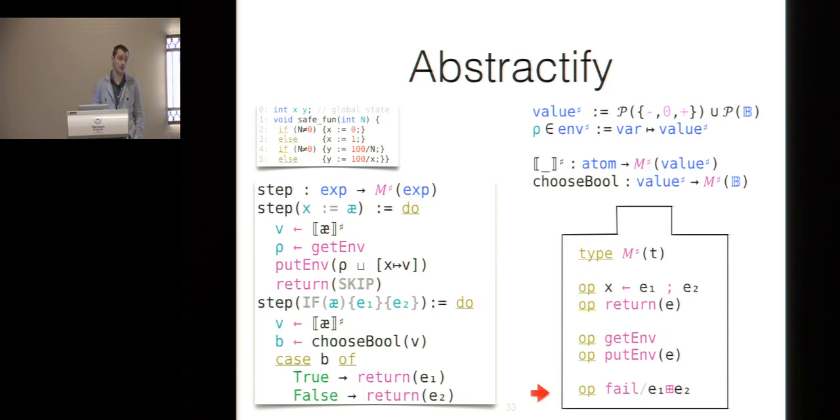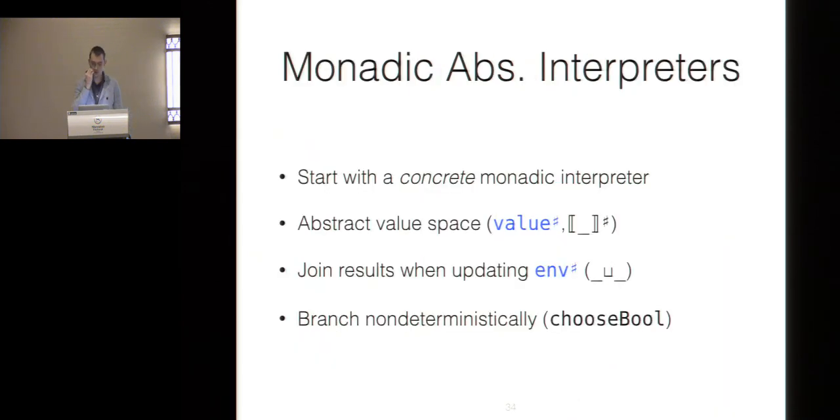So that's all there is to writing an abstract monadic interpreter. And this is a perfectly fine abstract interpreter. You can execute it, and you'll get an analysis. So to summarize, here's the recipe. You start with a concrete monadic interpreter. You abstract the value space, hopefully to something finite if you want a computable analysis. You join results when you update the environment to have a sound over approximation of your concrete environment. And then you need a non-determinism effect and non-determinism operators like choosebool in order to implement control flow.